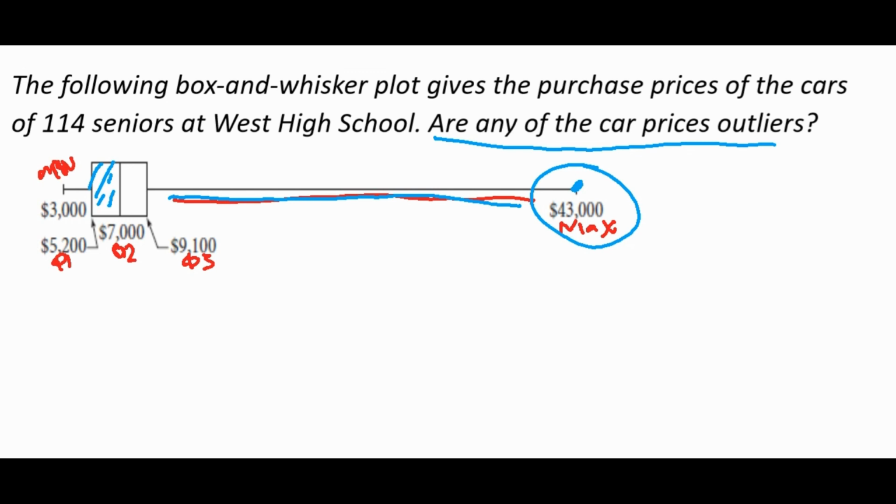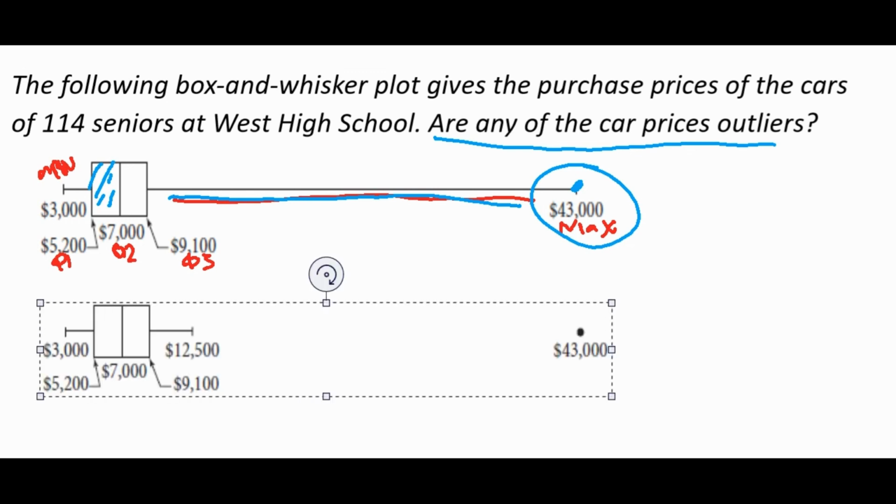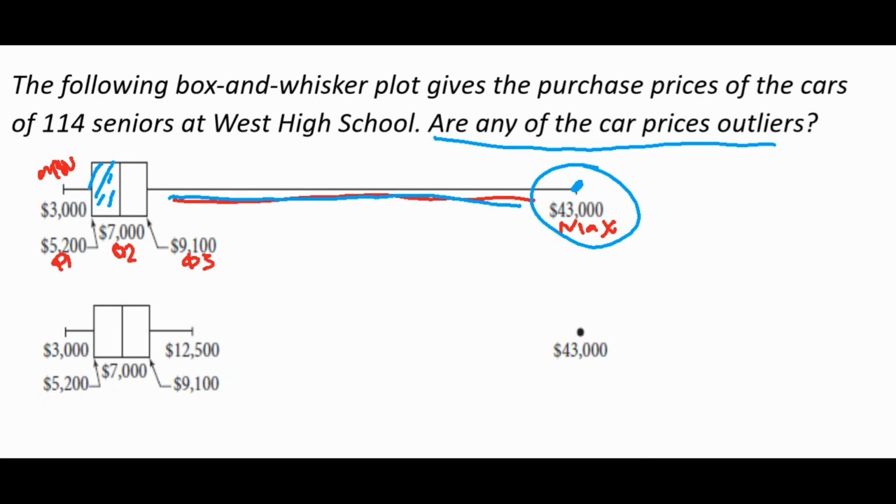But I'm going to do something a little bit different. What if we created what's called a modified box plot? Okay, so a modified box plot. I'm going to create one right there. Remember what we said originally, right? We said 25% of the data, and I'm going to pick a purple here. 25% of the data is right here along this line. 25% of the data selected was between $9,100 and $43,000.